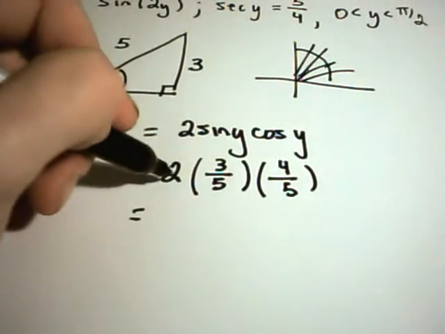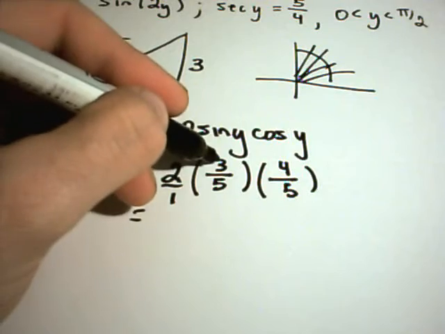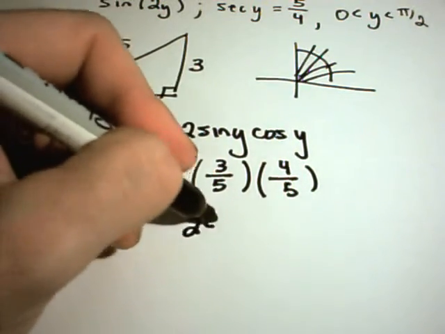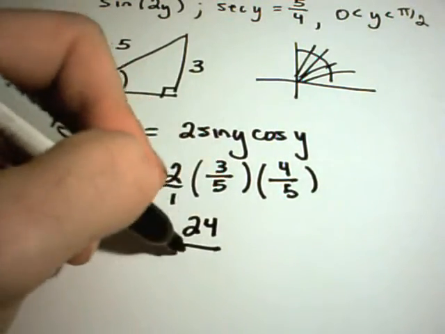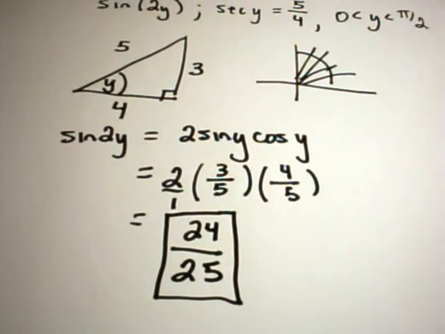And you could think about 2 as simply being 2 over 1. We just multiply across the top. 2 times 3 is 6, times 4 is 24. And on the bottom, 25. And that will be our solution.